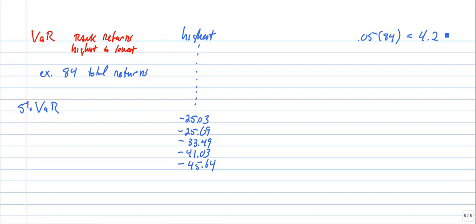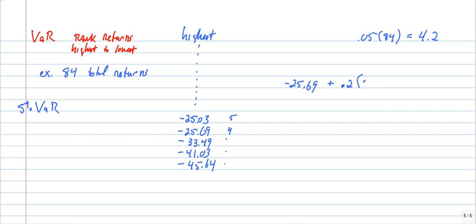So it's going to be somewhere between the 4th and the 5th. 1, 2, 3, here's the 4th, here's the 5th, so it's going to fall somewhere between those two. And so we have to find that value. We have to interpolate. What we know is that it's going to be at least negative 25.69, because that's the 4th observation. And then we have to interpolate. It's going to be somewhere between the 4th and the 5th. So it's going to be 0.2 of the difference between those two.